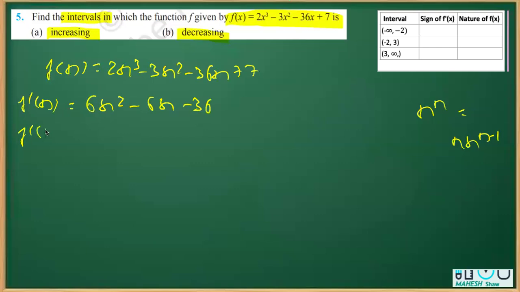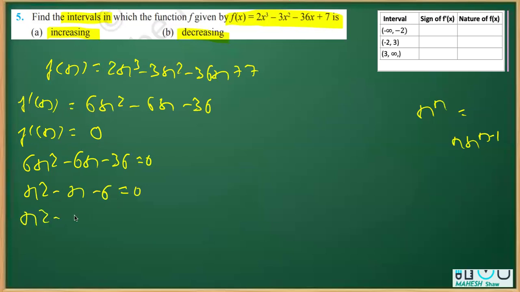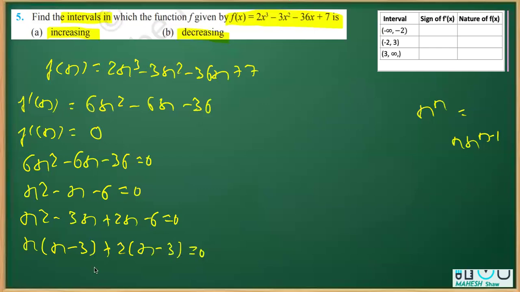Now, as I said, for increasing or decreasing, we must equate f dash x with 0 to get the turning or critical point. Equating f dash x with 0 and taking 6 common, we get x squared minus x minus 6 equal to 0. Further, we are going to factorize it using middle term splitting. That is going to be x squared minus 3x plus 2x minus 6 equals 0. So we get x common from the first two terms and 2 from the last two terms. So we get (x minus 3)(x plus 2) equals 0.